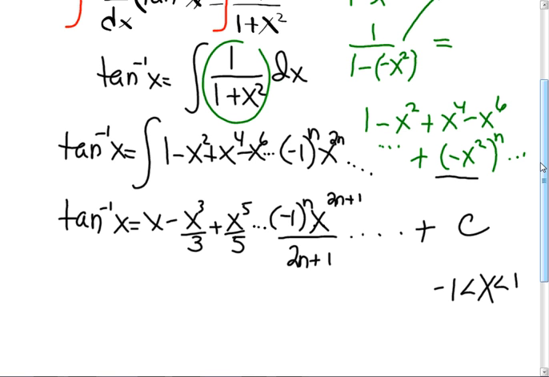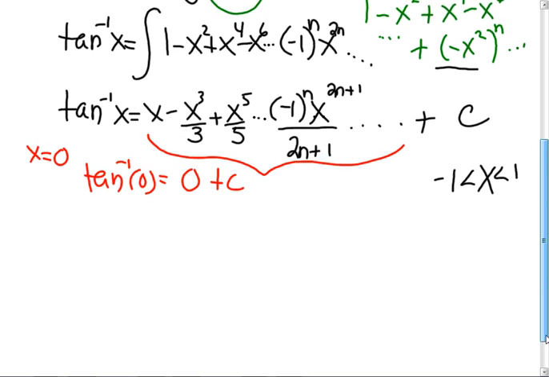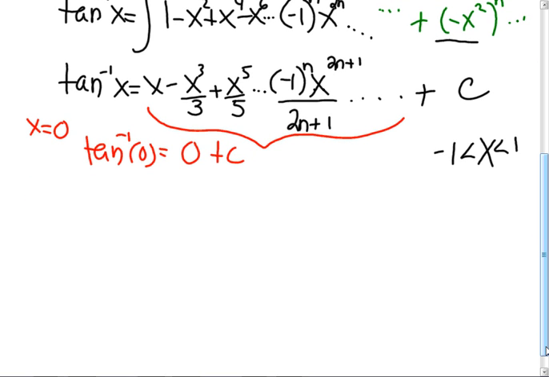And I need to find c. So what's the easiest value between 1 and negative 1 you can put in there? You could put 1 in there, but I don't know what that adds up to. x equals 0, so I have inverse tangent of 0. Well, what happens to all these terms? They're all 0, plus c. It turns out inverse tangent of 0 is also 0, so c is 0. Okay, and that's it. That's the inverse tangent.